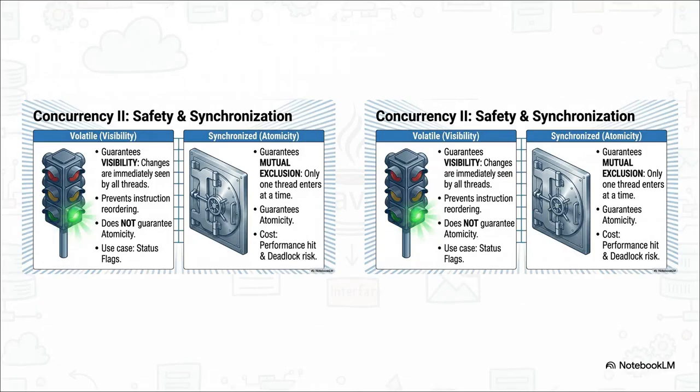Finally, let's touch on concurrency. People get volatile and synchronized mixed up all the time, but these images make it crystal clear. Think of volatile as a traffic light. It guarantees visibility. It ensures that when one thread changes a value, all the other threads see that new value immediately. Now think of synchronized as a bank vault. It guarantees atomicity. It locks the door and ensures only one thread can be in that section of code at a time to complete its operation. They solve two completely different problems.